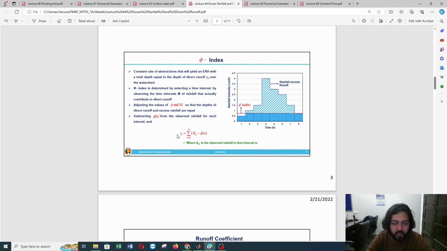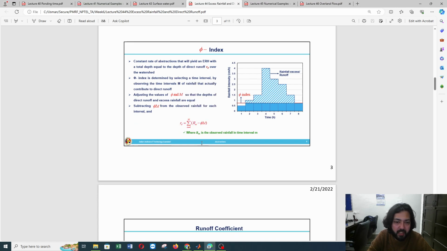If you look at the equation here, RD is the value of your direct runoff. You can calculate it using the equation of summation of m equals 1 to M of Rm minus phi delta t. Here the phi index is determined by selecting a time interval M of rainfall that actually contributes to direct runoff, and then we adjust the values of phi and M so that the depth of direct runoff and excess rainfall are equal. So we need a constant line which divides our ERH, and based on that we can calculate our direct runoff value, which is RD.